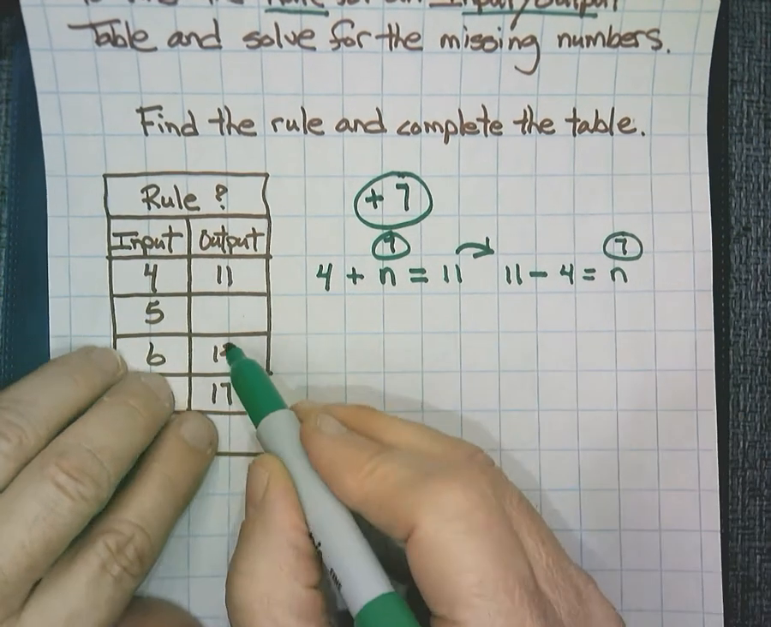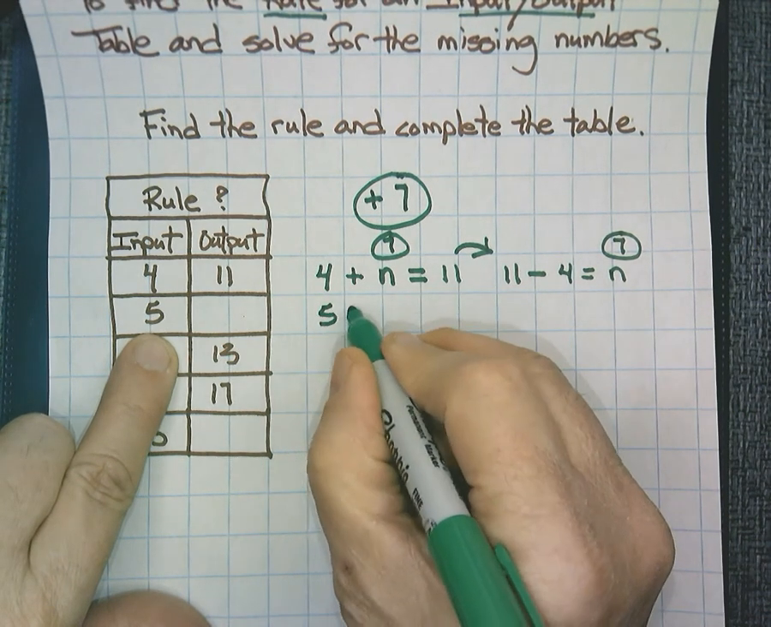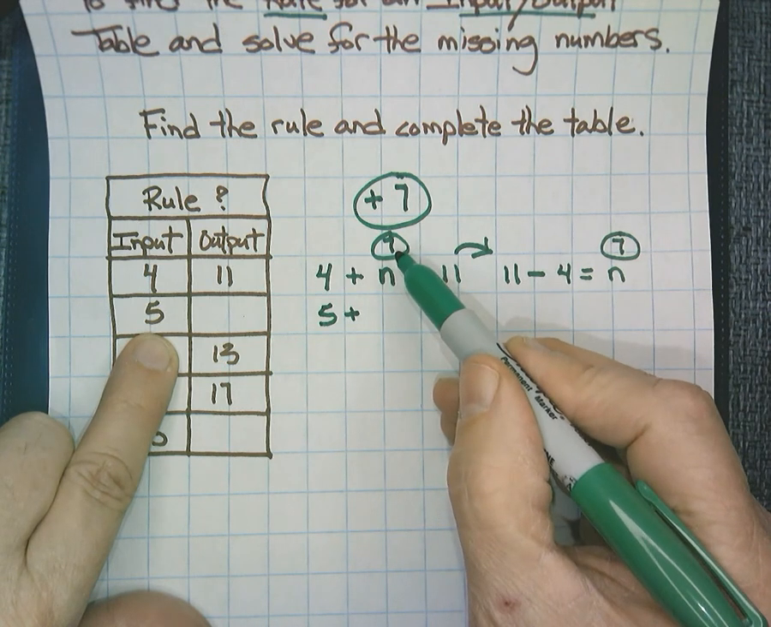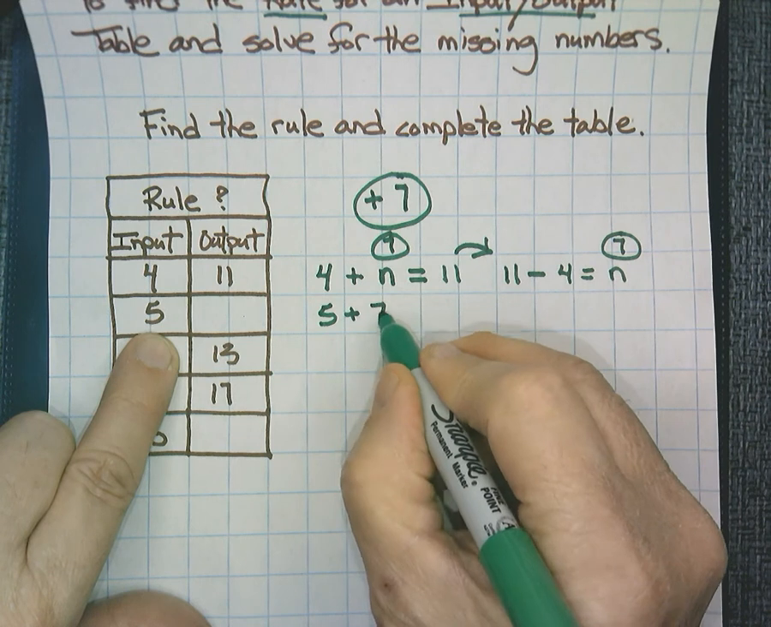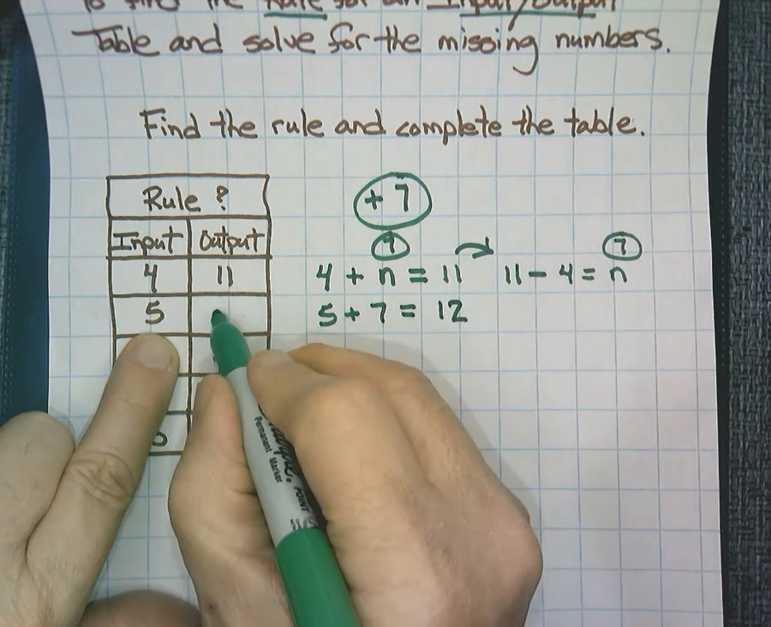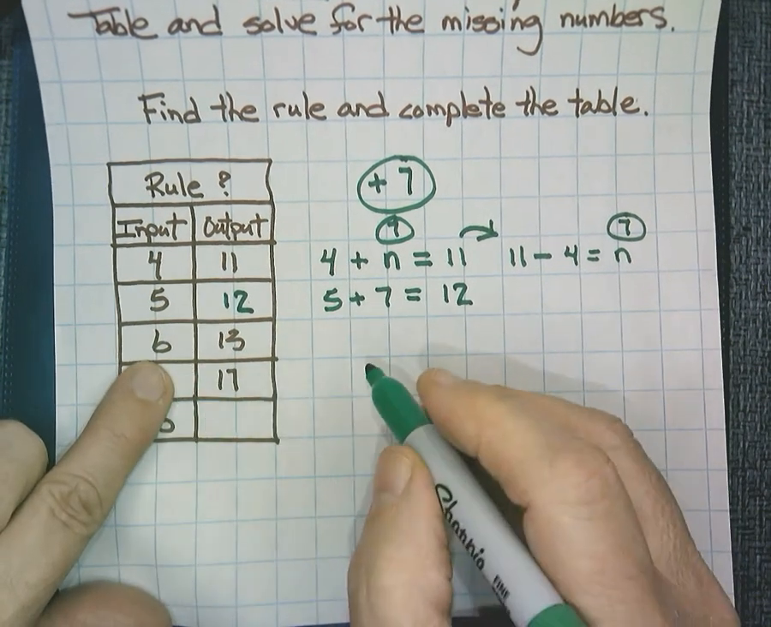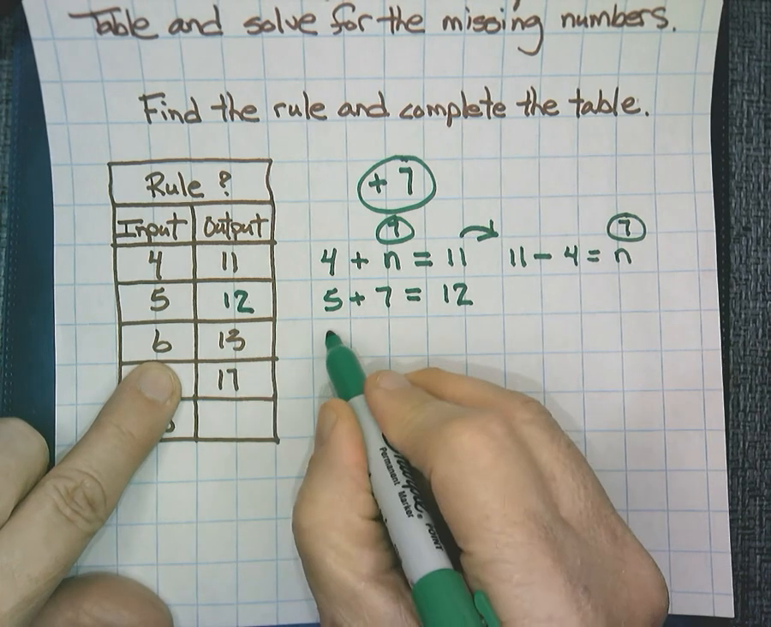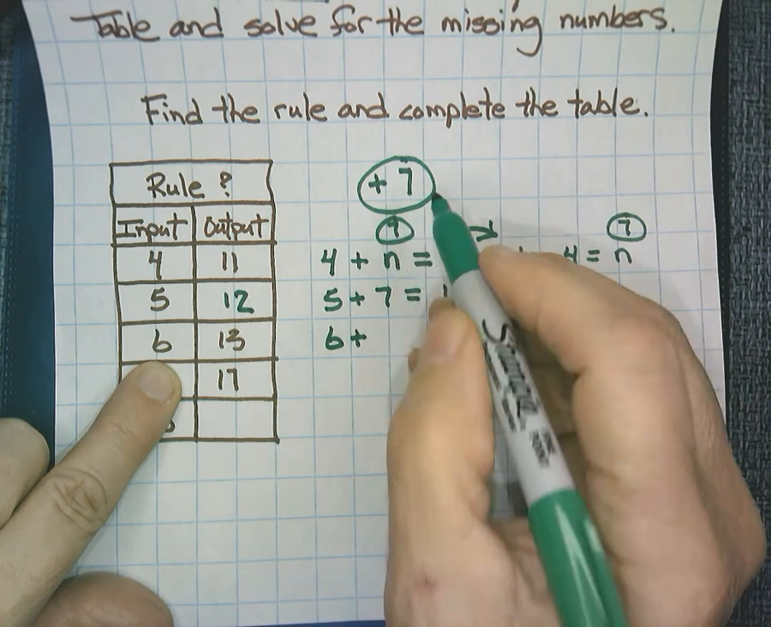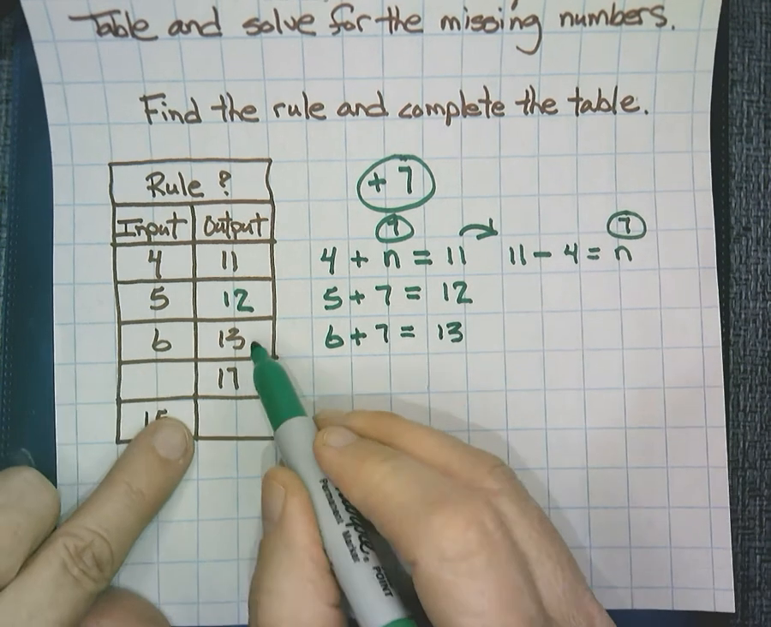I'm going to try my rule here and do the similar strategy. 5 plus, but remember, I don't have to write n because we determined that that would be 7. So 5 plus 7, when I do that, that would equal 12. I'm going to check, even though this one's completed, just to double check and make sure it's working. 6, our rule is plus 7, and that does equal 13, so that checks out.